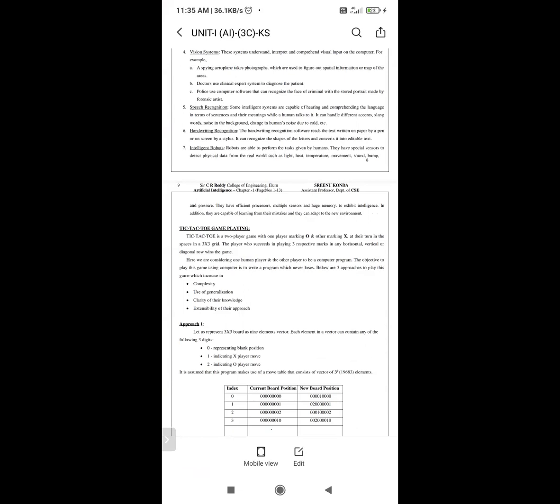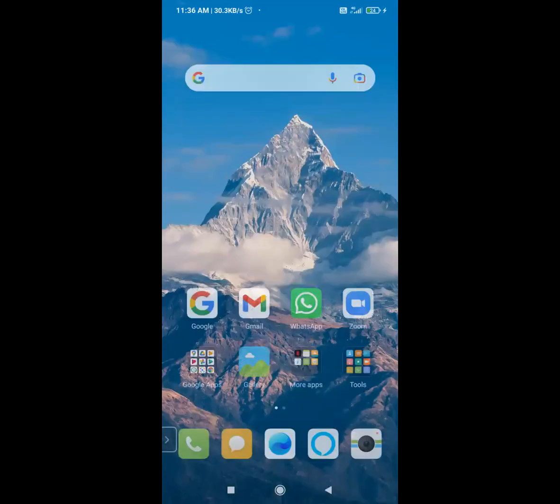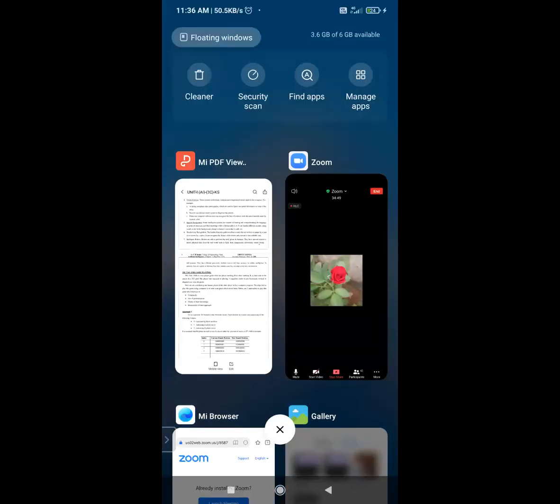Next is tic-tac-toe game playing. In this game, it is a two-player game where one player marks O and another player marks X. There will be a 3 by 3 grid, and they have to play the game in the 3 by 3 grid. Let me show you the game.